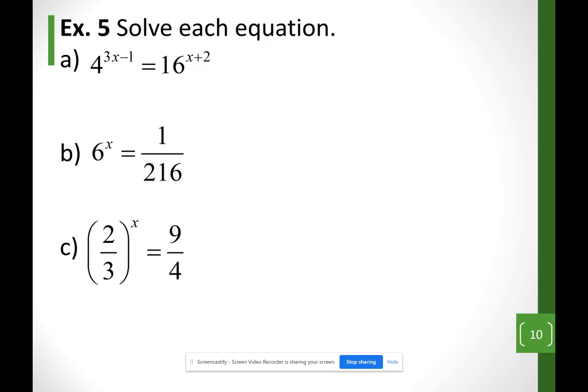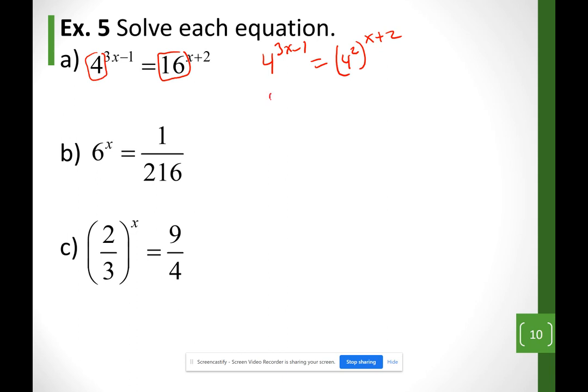Now let's try this one. I'm going to solve this one out. 4 to the 3x. Because I'm looking at my numbers, 4 and 16. I'm looking at my bases. Can I write them with the same base? I know 16 is 4 squared. So I'm going to write this as 4 to the 3x minus 1, and then 4 to the second to the x plus 2. I just want to have the same base.